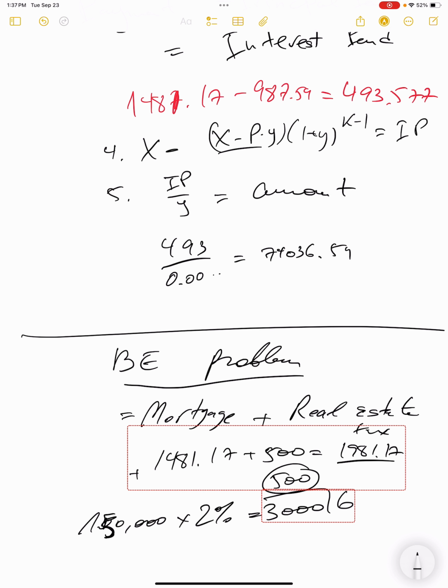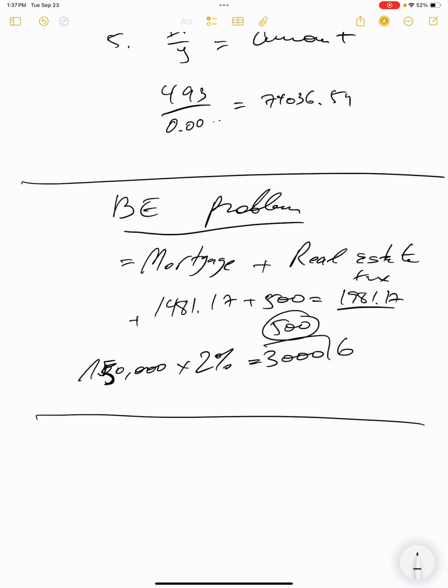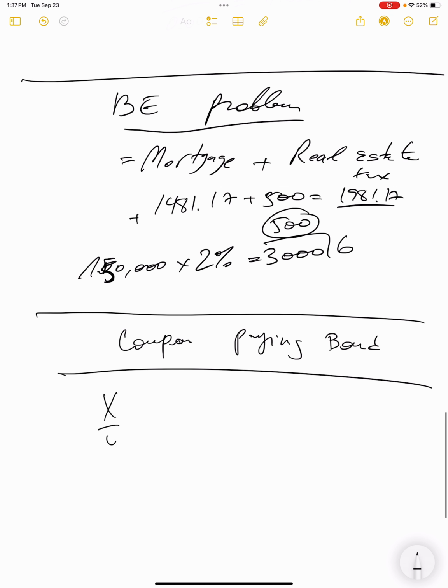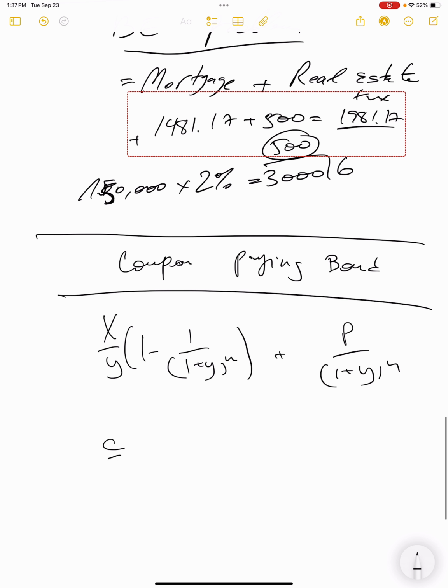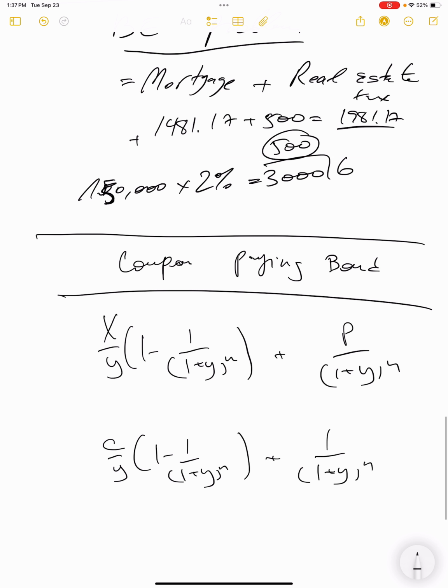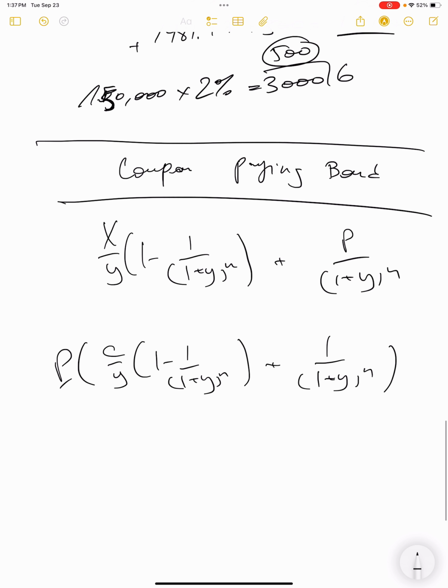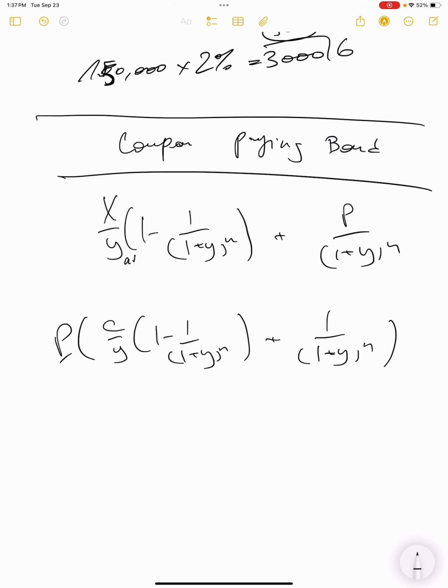Now, the other questions in this email were about coupon paying bonds. And as I told you, once again, you have the magic formula: x divided by y times 1 minus 1 plus y to the power of n, plus the principal divided by 1 plus y to the power of n. This is if you know the payment. And if you know the coupon, it is c divided by y times 1 minus 1 plus y to the power of n, plus 1 divided by 1 plus y to the power of n, and you multiply by p. Okay? So, once again, this y is y adjusted, and here is also y adjusted, and c adjusted, of course.